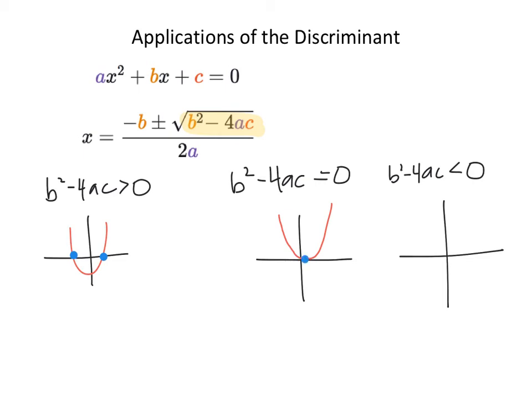The last would be b squared minus 4ac is equal to 0. What this would actually look like is basically where we have a quadratic equation, a parabola that doesn't even touch my x-axis, and where I'll have no solutions because I have no zeros. So for the next examples, we'll actually be using the discriminant to find the number of solutions to certain quadratic equations instead of finding the actual solutions.